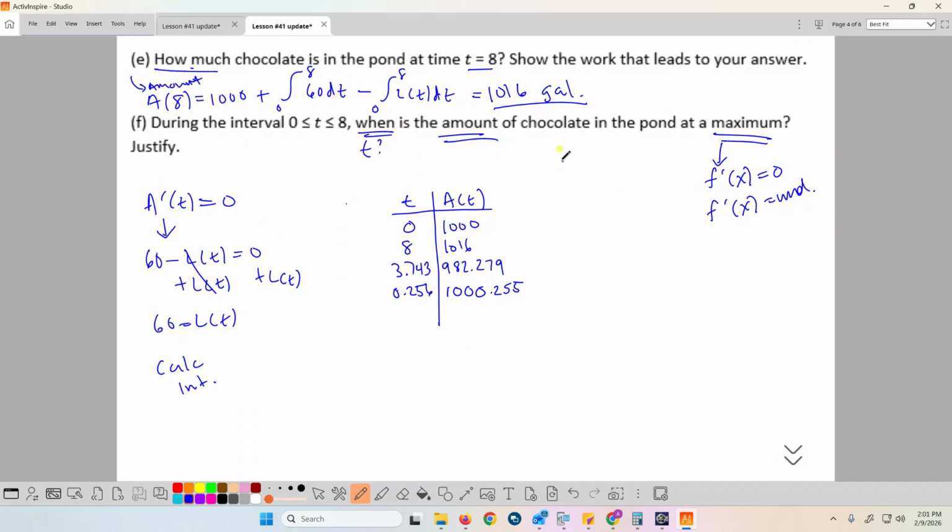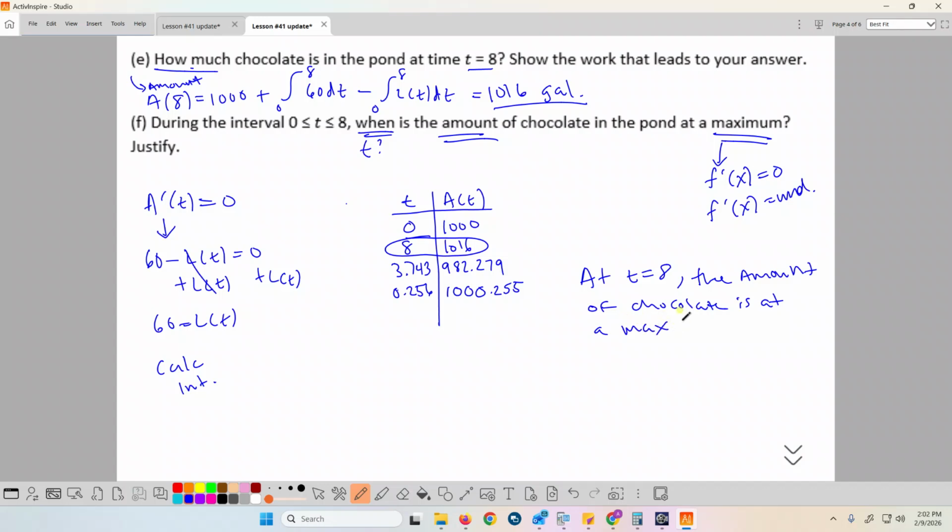Okay, so now which one is the maximum, right? At what time is the amount of chocolate a maximum? That happens here, right? That's our biggest amount value. So that happens at a time of 8, all right? And that's what we have to answer. At what time does that happen? So let's write here at t equals 8, the amount of chocolate is at a maximum, okay?